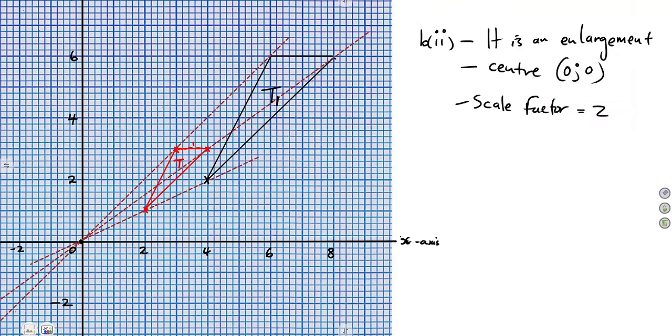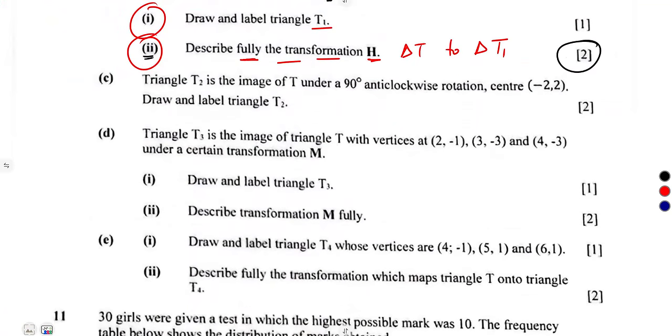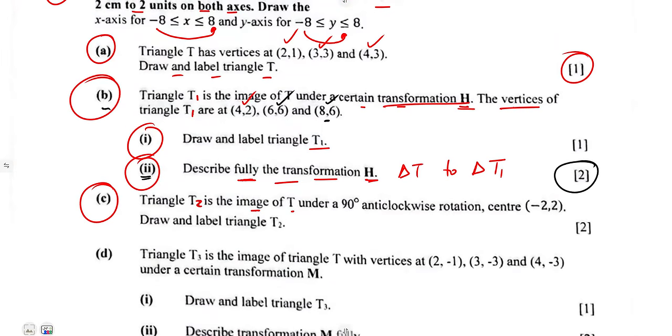All right, so that is it. Let us consider the other item, item C. Triangle T2 is the image of T, the triangle T given, under a 90 degree anti-clockwise rotation about a center. Draw and label triangle T2. You can simply use constructions, measure angles, then construct. It is fine. You can do that.